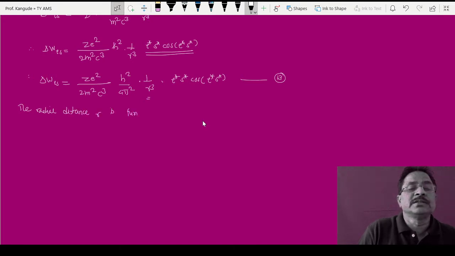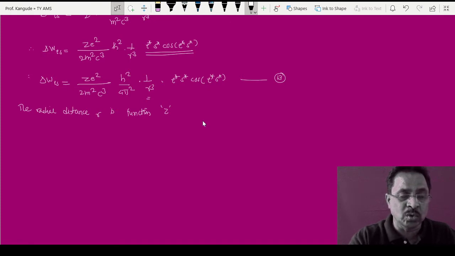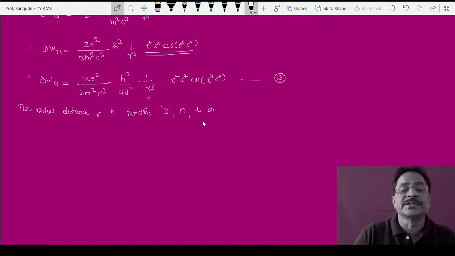is a function of Z. Z is the number of protons contained by the nucleus. At that time the concept of proton was not known, doesn't matter. So this r depends upon Z. If Z is smaller, r will be smaller. Z is bigger, r will be bigger. So it depends upon Z, it depends upon n, the principal quantum number, it depends upon the orbital angular quantum number, and it changes continuously in any given state.